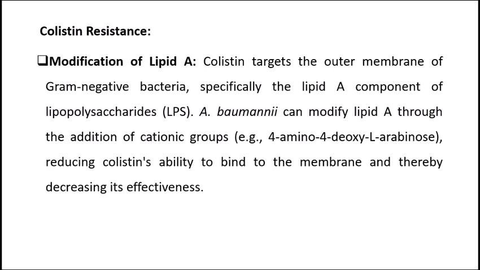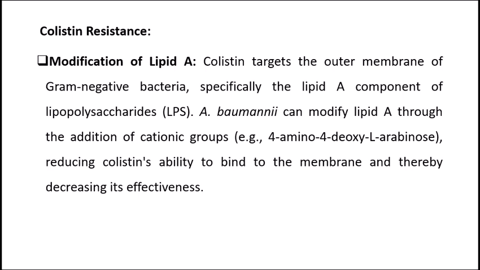Now we have colistin resistance in Acinetobacter baumannii. Colistin is a last resort antibiotic. What does last resort mean? It means when all the other antibiotics don't work, they use colistin. It is our last option, which targets the outer membrane of gram-negative bacteria. Specifically, it binds to a part called lipid A.